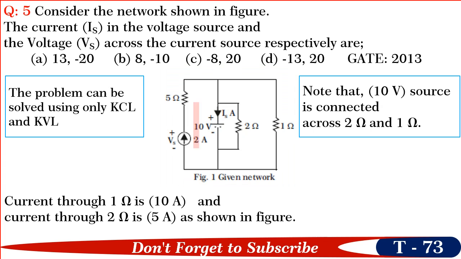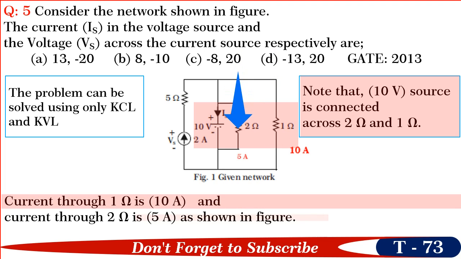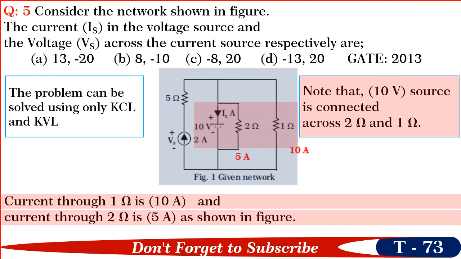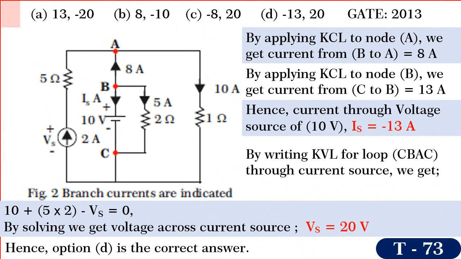Observe the network. Note that 10 volt voltage source is connected across 1 ohm and 2 ohm. So, current through 1 ohm is 10 amperes and current through 2 ohm is 5 amperes as shown in figure. Friends, the answer options are shown here for convenience. Observe the network. By applying KCL to node A, we get current from B to A is 8 amperes.